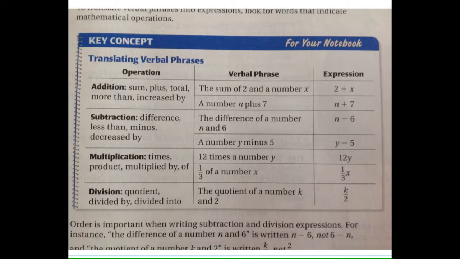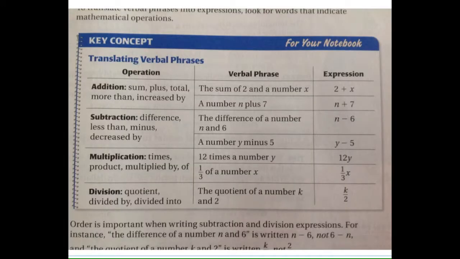Now, the only time that that order is backwards is if we say less than. For instance, if I had something like 4 less than m, that means I started with m and I reduced it by 4. So I need to do m minus 4. That's really about the only time that it's backwards, is if we say 4 less than. Every other time you're going to want to go in order.